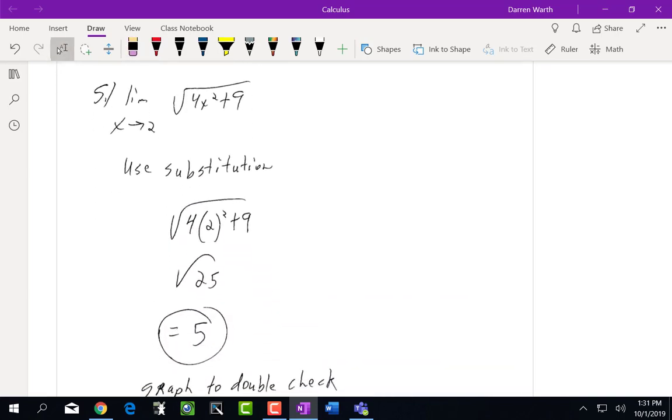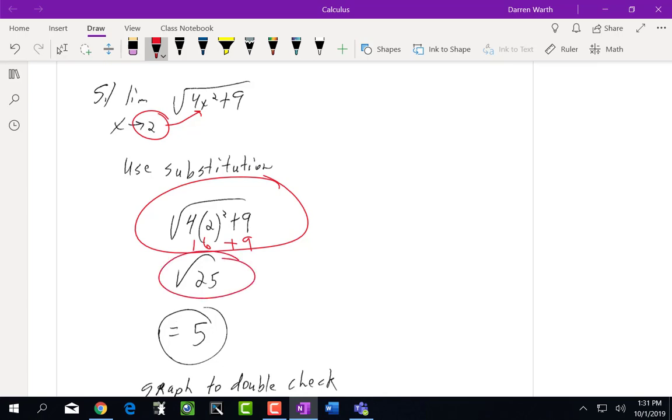Okay, number 5 says I've got the limit as x approaches 2 of the square root of 4x squared plus 9. So I'm going to use substitution to solve this problem. Substituting in this 2 into my equation, I've got 2 squared. So now working that out, I got 4 times 2 squared, so that would be 16 plus 9, and 16 plus 9 is 25, and the square root of 25 is 5.